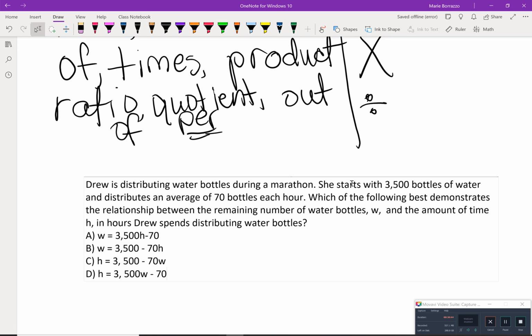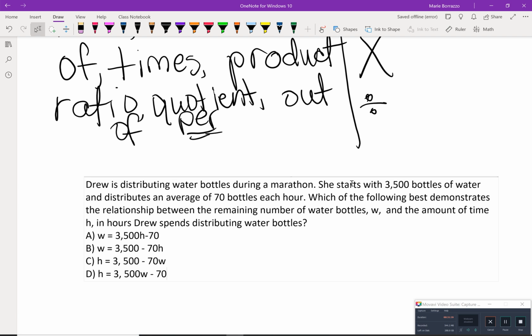So I want you to reread this for a second and think about the last part of the question, the actual question stem. It says, which of the following best demonstrates the relationship between the remaining number of water bottles W and the amount of time in hours Drew spends distributing the water bottles? So the variable W is basically defined as the number of remaining water bottles. So the equation should be set equal to W. Given that information, eliminate answer choices C and D, because we're not looking at H.